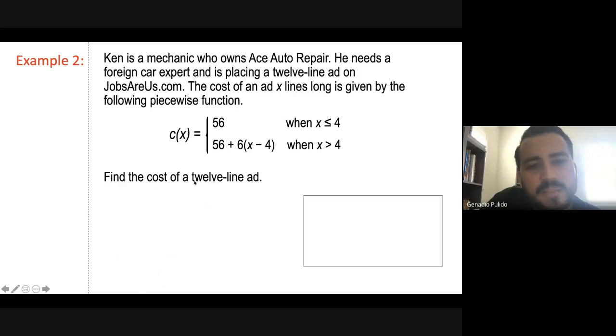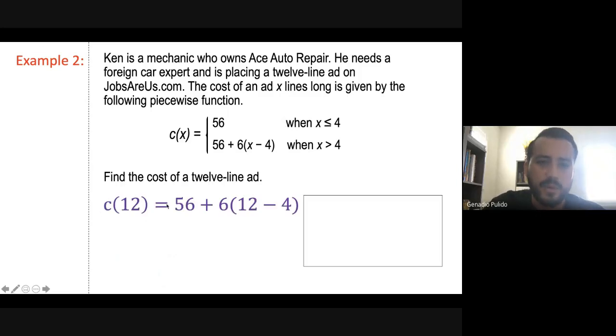So find the cost of a 12-line ad. Okay, so the question is, do I use this part of the function or do I use this part of the function? In this case, we're going to use this part of the function because 12 is bigger than 4, right? So 12 lines is more than 4 lines, so we're going to use this part. So I'm going to say C of 12 is equal to 56 plus 6 times, plug in 12 for X, minus 4.